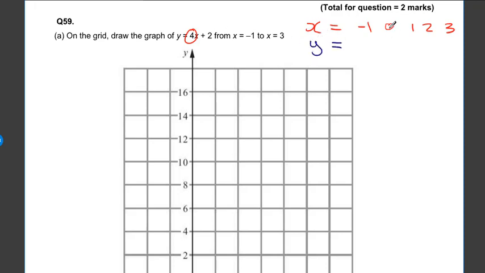Alright, let's do the first one. 0 is the easiest. When x is 0, y is just 2. That should be the easiest thing in the world to you. And then you're just going to add 4 each time, so you don't even have to think. So it's going to be 6, 10, 14.